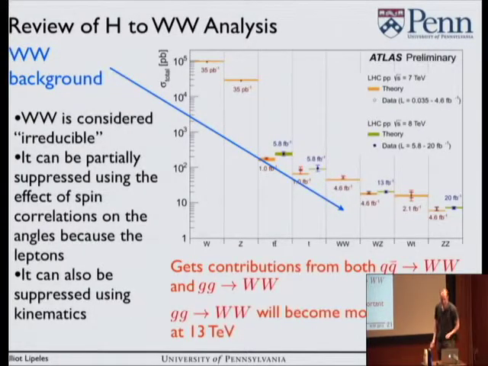OK, so then we've somehow dealt with the top background. In the zero jet, you can think of it as reasonably well suppressed. And we're left with probably the biggest background, which is the WW, which is an irreducible background, meaning that there's no detector level cut that I can use to discriminate these things. All I have is kinematics, essentially.